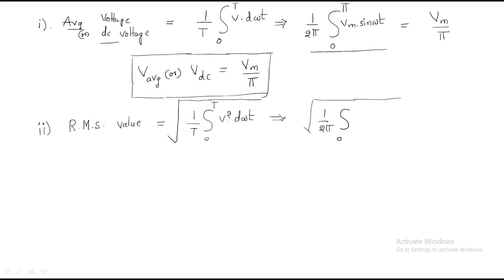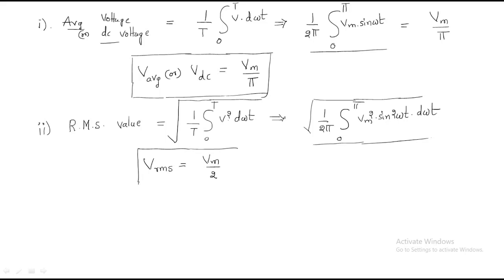and we have only waveform up to π only, 0 to π. v is Vm square sine square ωt into dωt. If you simplify this, directly you will get the RMS voltage for half wave is Vm by 2. Again, please do the calculation for this equation, right? This is the RMS voltage of the half wave rectifier.